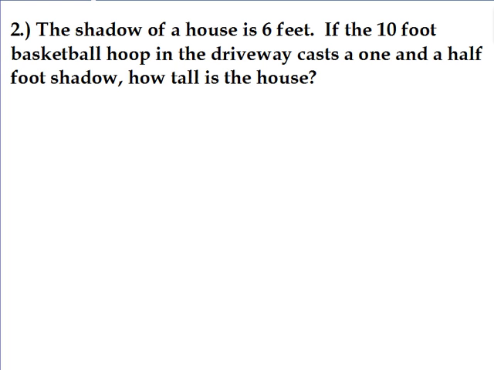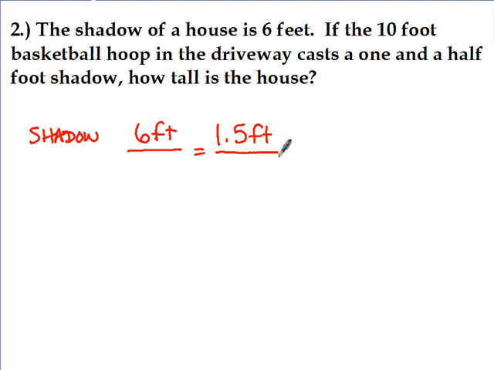Now this one's a little tricky because everything is in feet. The shadow is in feet and the actual object is in feet. So the units are all going to be feet. So it's going to be a little bit trickier to tell where to put things. But if I put the shadow in my numerator, so my shadow of the house is 6 feet, and then the basketball hoop has a 1.5-foot shadow, I've put both of my shadows, I can see, on the top line. So this is for the house, and this is for the basketball hoop.